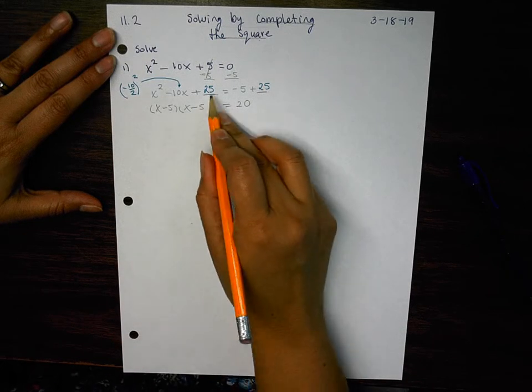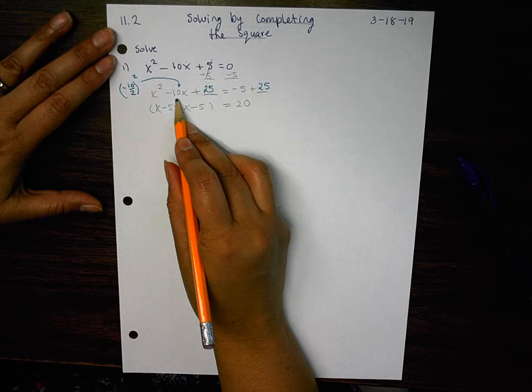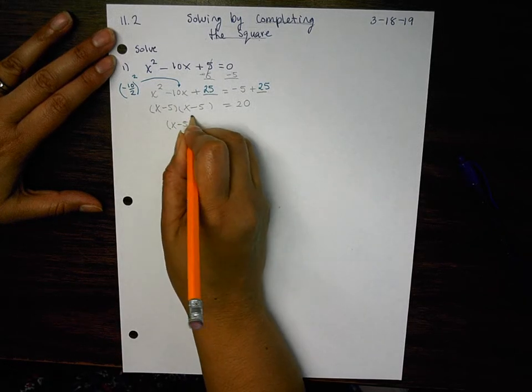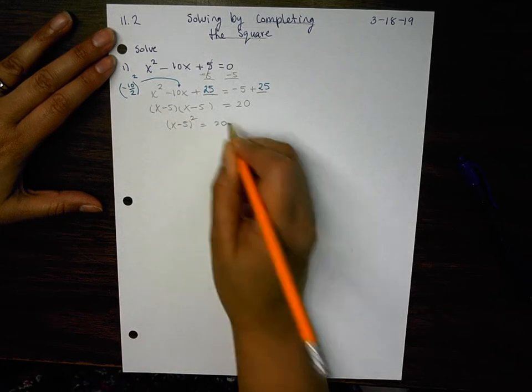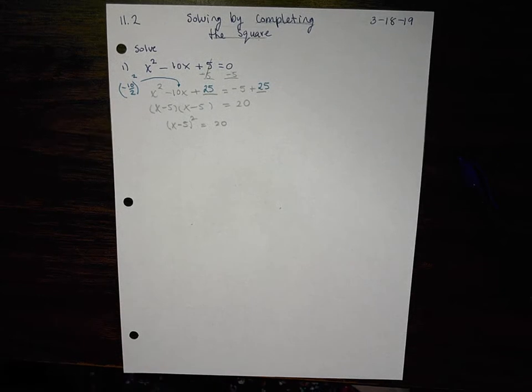Is negative 5 times negative 5 positive 25? And when you do your inside and outside, does it equal negative 10? Okay. So as I stated last week, you can skip that double bubble if you can go straight to the quantity squared. Equals 20. And I'm going to stop here.